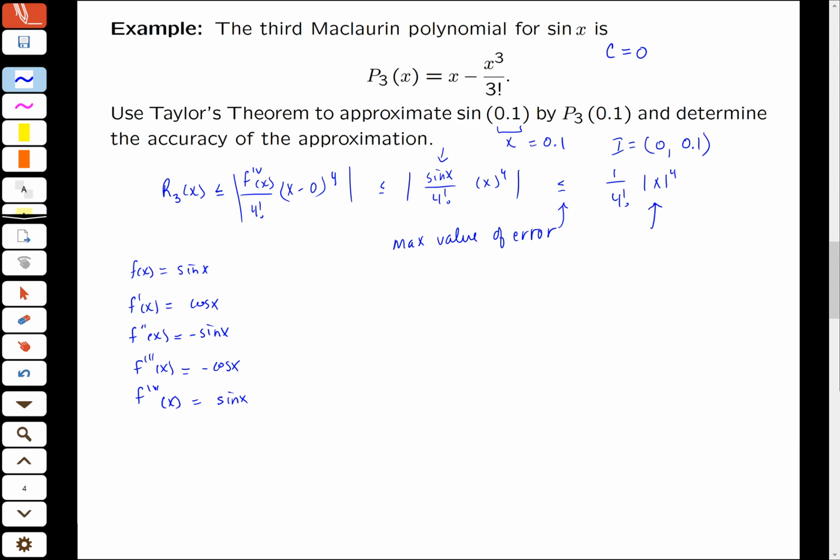And now find the maximum of our values of x on the interval 0 to 0.1, and what do you get? Yeah, 0.1.